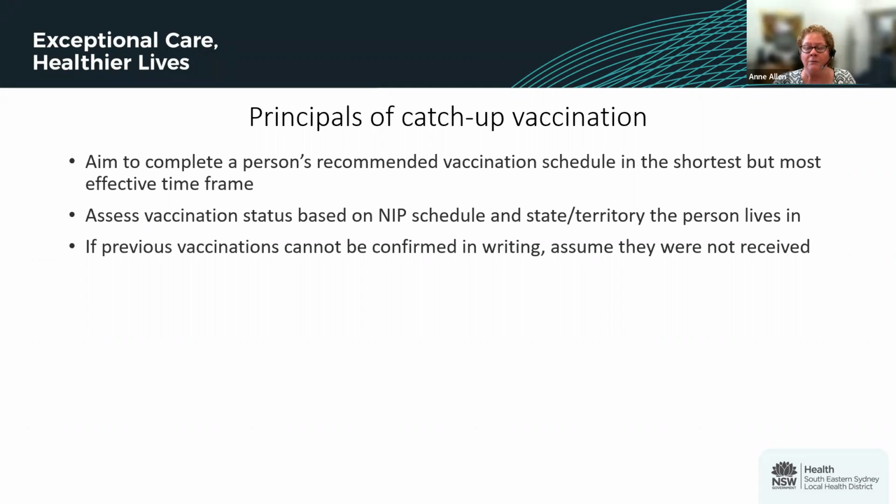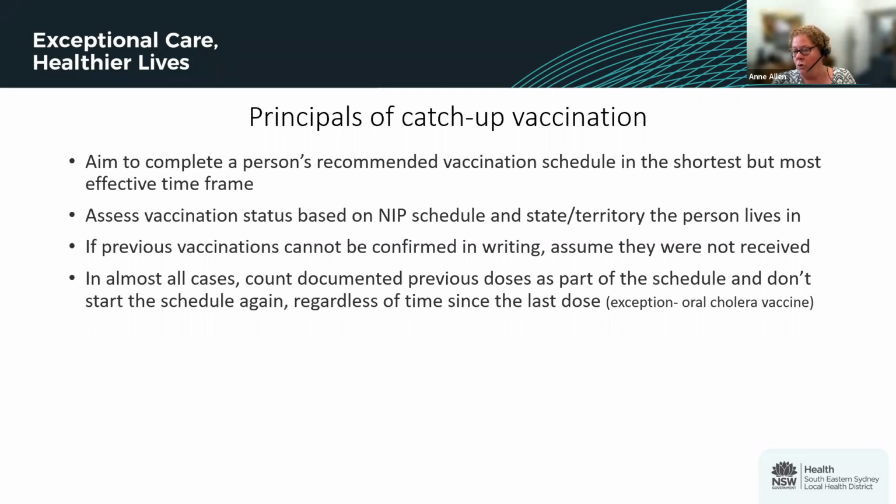So if you don't have the official records of what they've had previously, then you vaccinate as if they've not had any vaccines. In almost all cases, count documented previous doses as part of the schedule and don't start the schedule again, regardless of the time since the last dose. This is except for oral cholera vaccine, which cannot be counted if given more than 6 weeks ago.